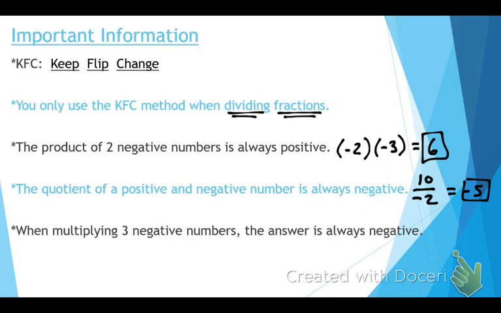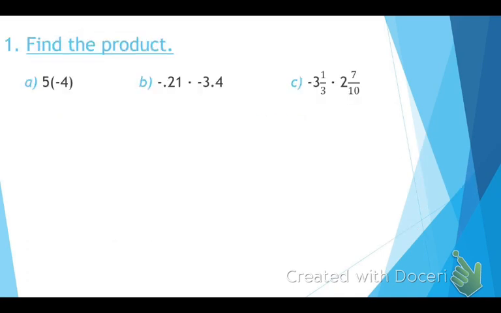It says, when multiplying three negative numbers together, the answer is always negative. That's true because is 3 even or odd? Odd. It is an odd number, and anytime you have an odd number of negatives, your answer is always going to be negative, okay? So please spend a few minutes reviewing those important facts before your quiz on Monday. We're going to practice through a few different parts.